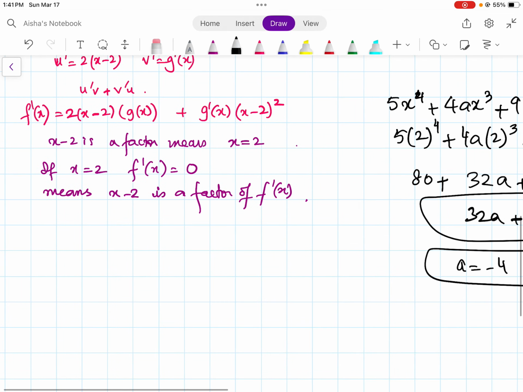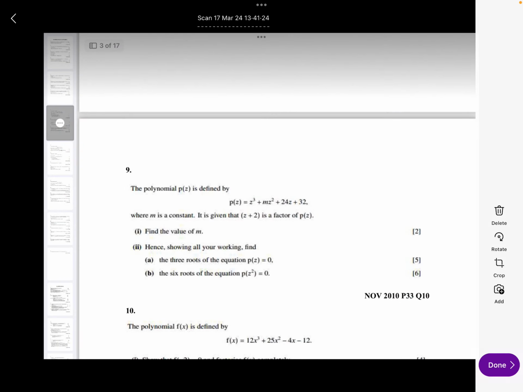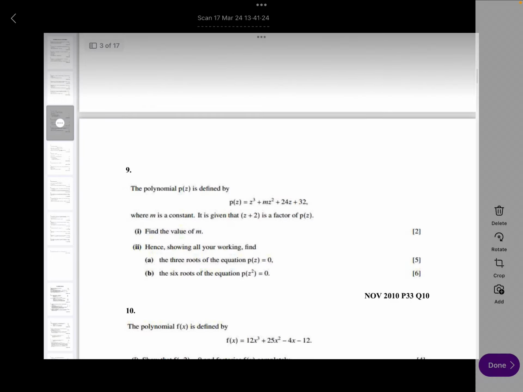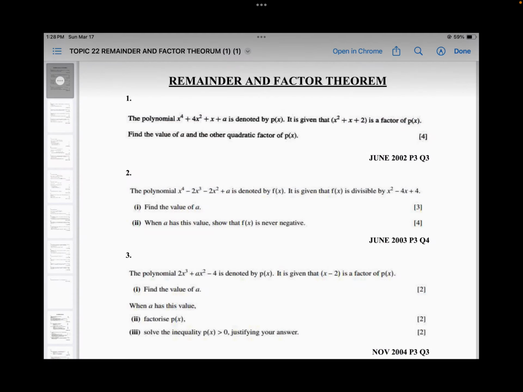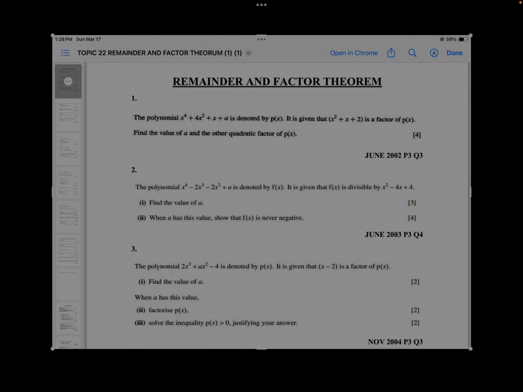Let's do one more question. This is too easy. Okay, let's do this one.